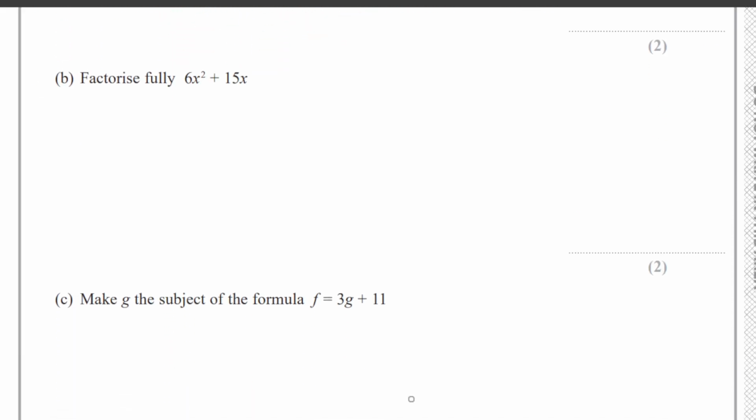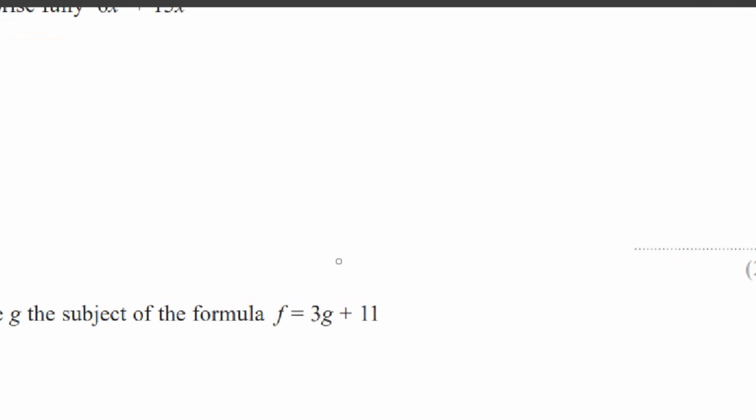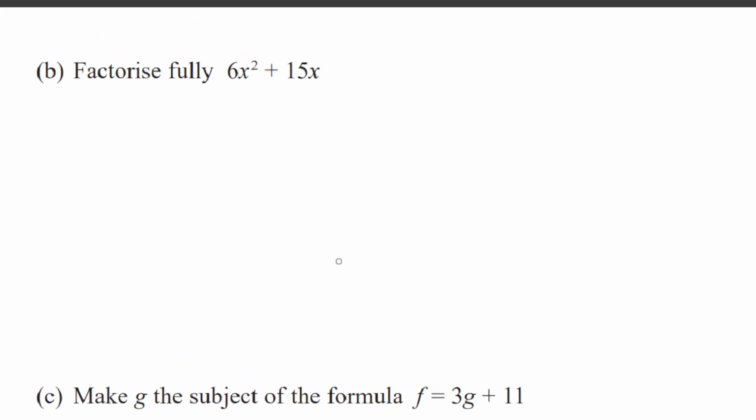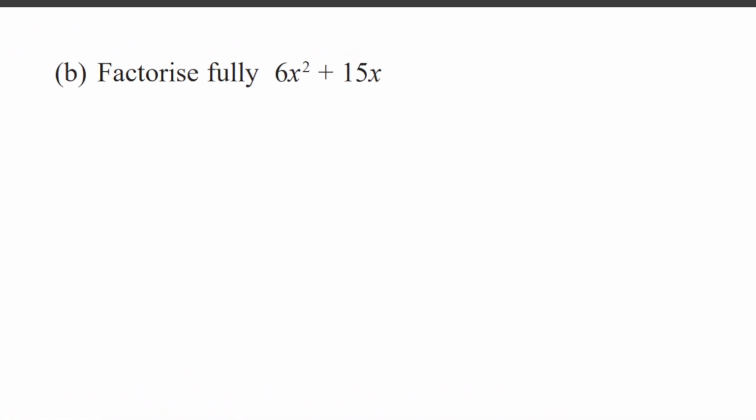Now question 1b, it's also 2 marks. The question says factorize fully. When the question says factorize, it means what's in the first part and also in the second part at the same time. What's in here and there at the same time.